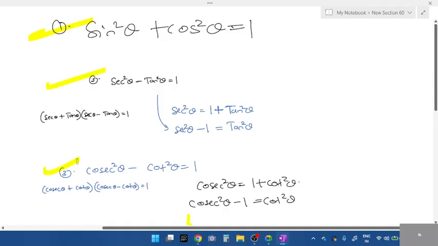Remember these three, students. These are the main formulas: sin square theta, sec square theta, cosec square theta. For sin and cos square, it should be plus. For the other two, it should be minus.